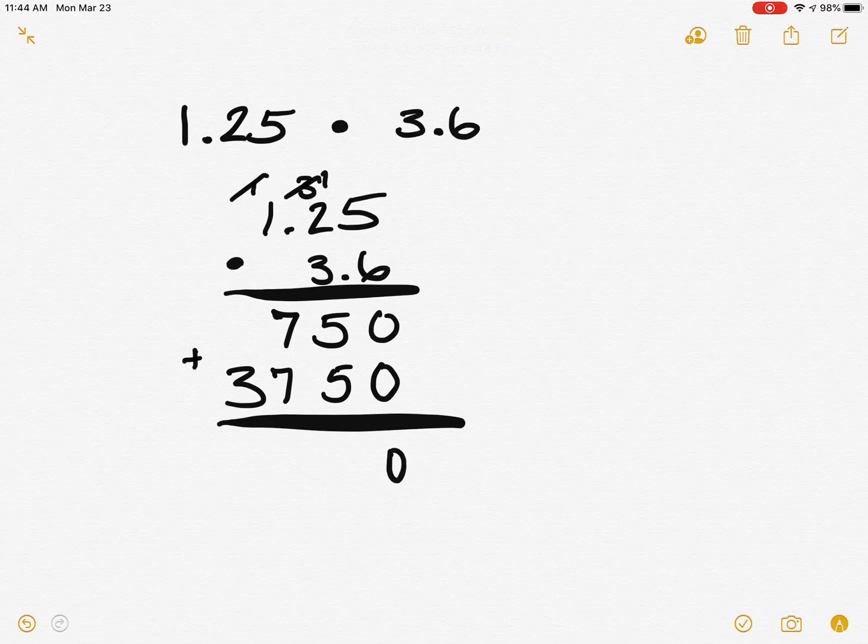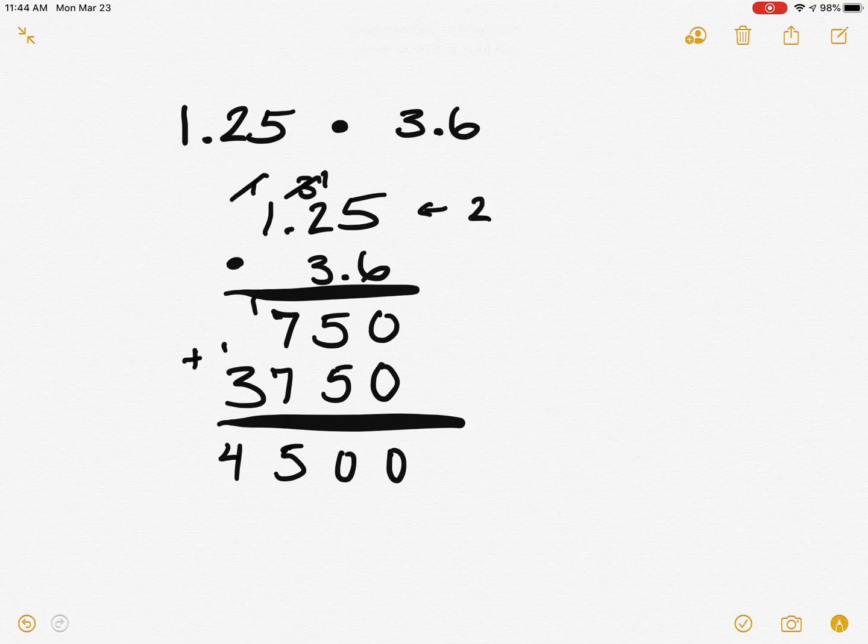I have 0 plus 0 is 0. 5 plus 5 is 10. 7 plus 7 is 14. Plus 1 is 15. And then 1 plus 3 is 4. Okay, so now I have this number, and I need to figure out where do I put my decimal.